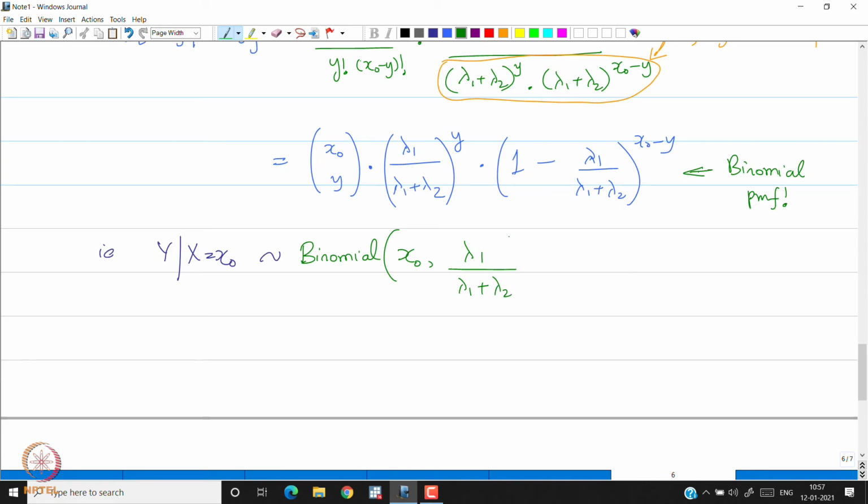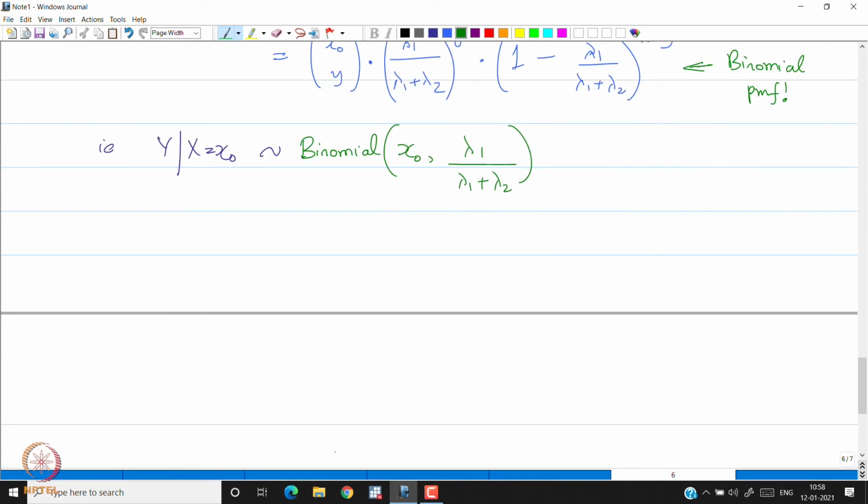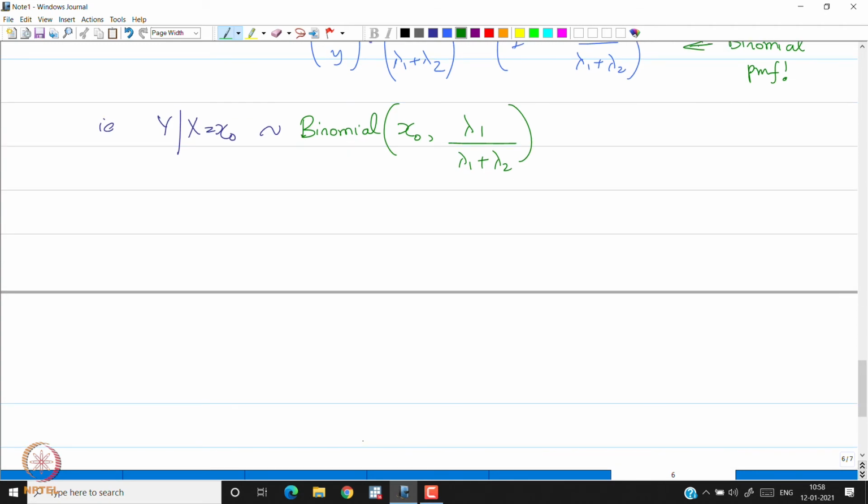This was stated in the blackboard lecture without sufficient derivation. So I felt that this had to be done. We have to derive this conditional PMF of y given X equal to x naught. Now, this result is interesting in its own right, in the sense that it can be used in a variety of other contexts as well, not just to find the conditional expectation of y given X equal to x naught. It illustrates this interesting interplay between the binomial and the Poisson distributions.